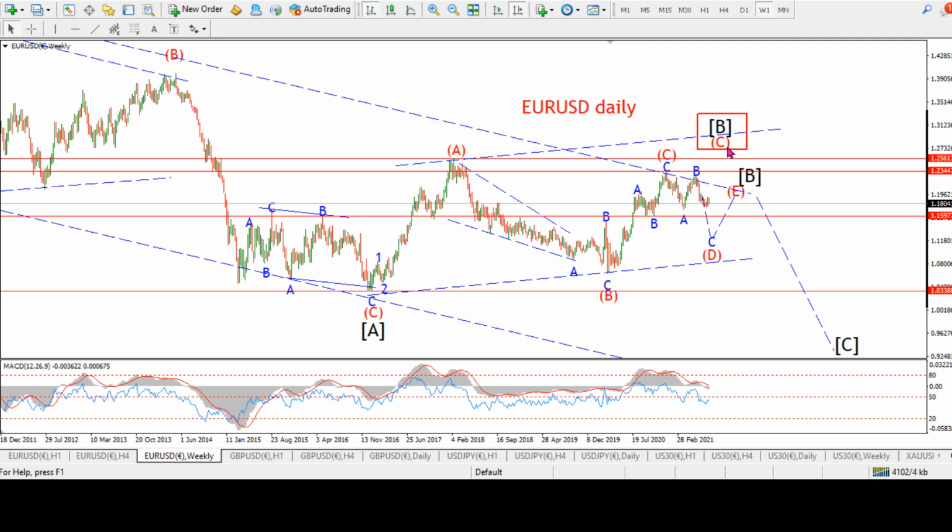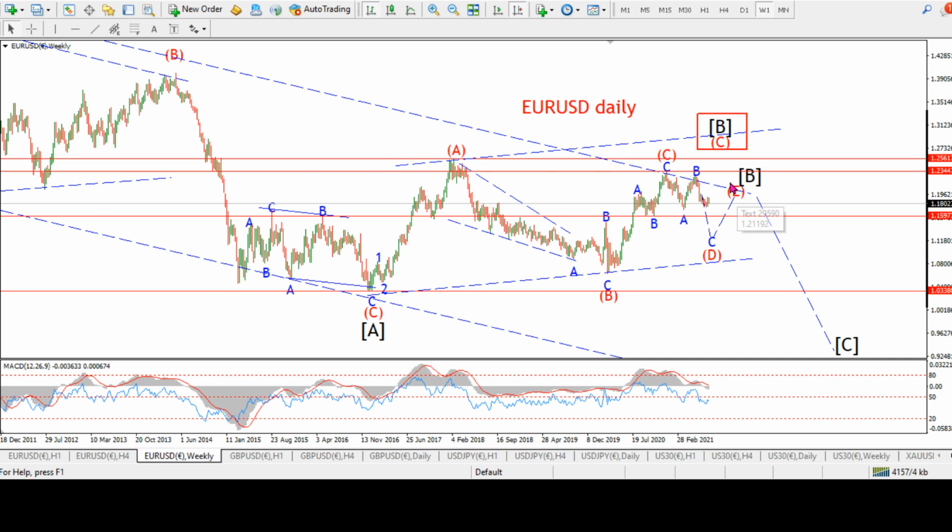The first alternate for this B wave would be a large 3-wave correction higher in a flat correction. So actually, it would probably be a zigzag at this point. We've got 5 waves up in A, and then a long 3 waves down in B, and then possibly a 5-wave rally up in wave C. We shall see.